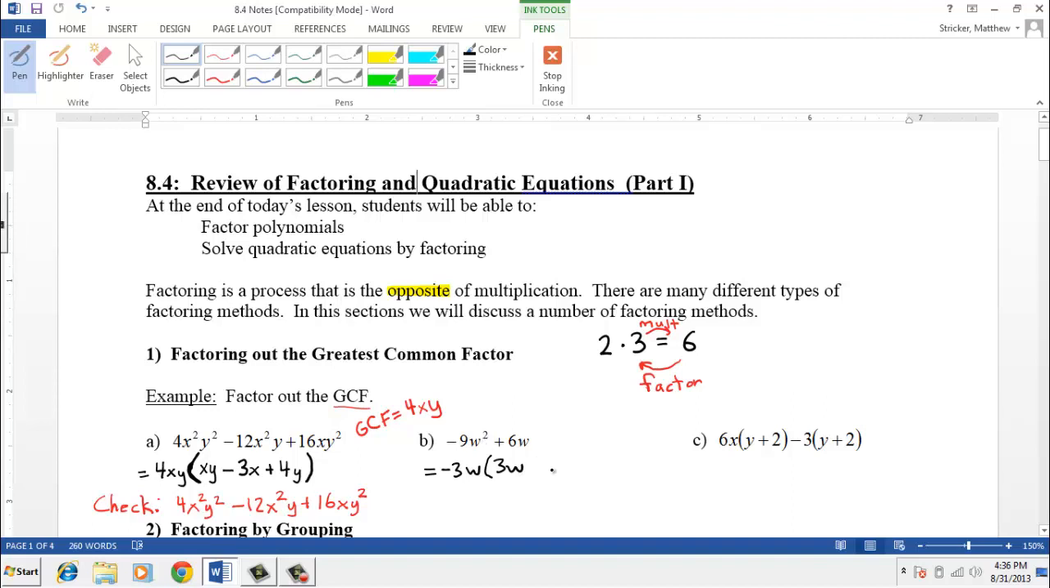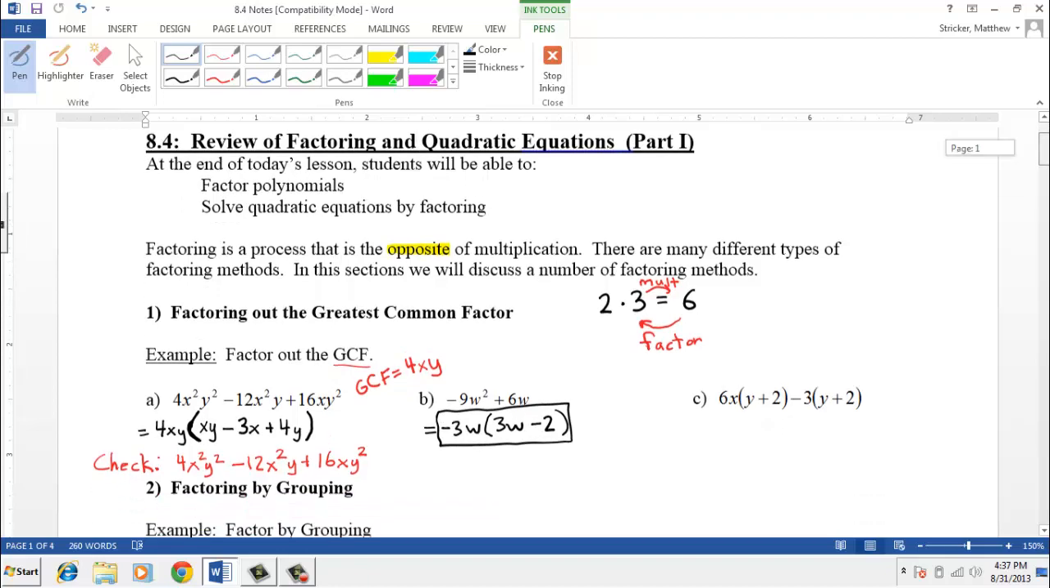And then for the second term, to get a 6, I would have to multiply negative 3 times a negative 2 to get a positive 6. And I already have a W, so I'm good. So for the second problem, here is our factoring, the greatest common factor.